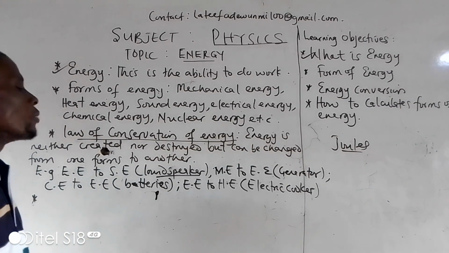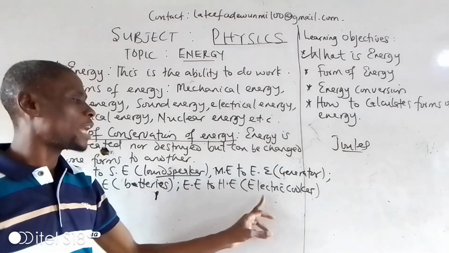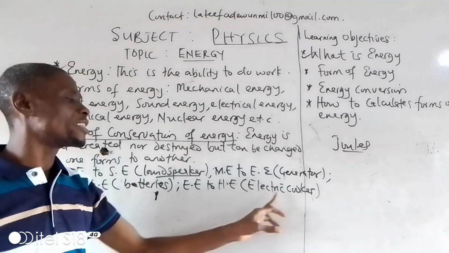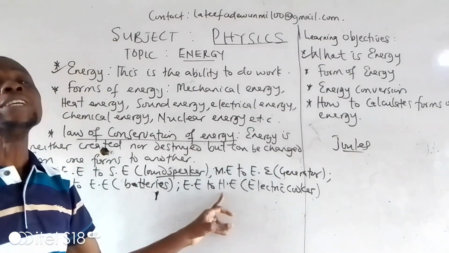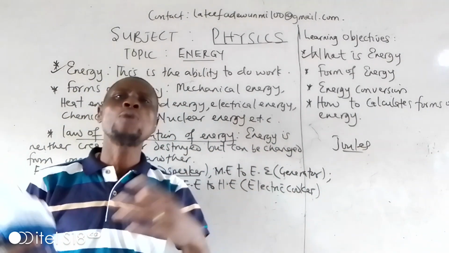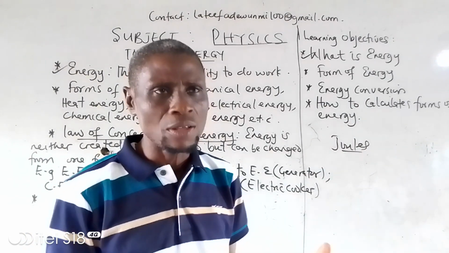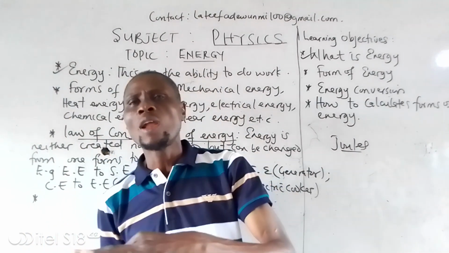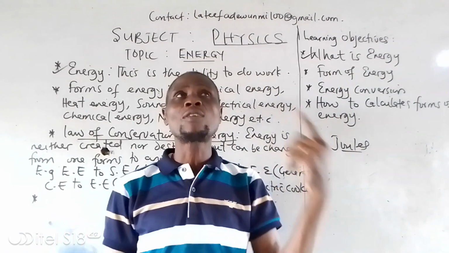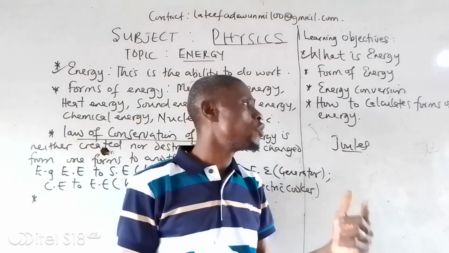What about another one? We can change electrical energy to what? Heat energy. That happens in an electric cooker. So the energy conversion in an electric cooker is electrical energy to heat energy. So we can see that energy can change from one form to another. Most of our household appliances involve a lot of energy conversion. If you look at our ceiling fan, there is energy conversion there. So energy can change from one form to another.